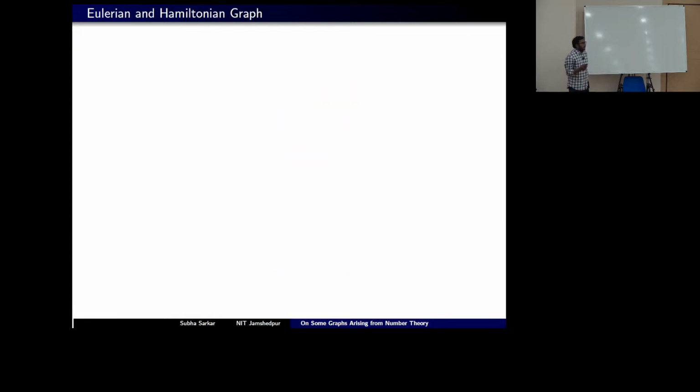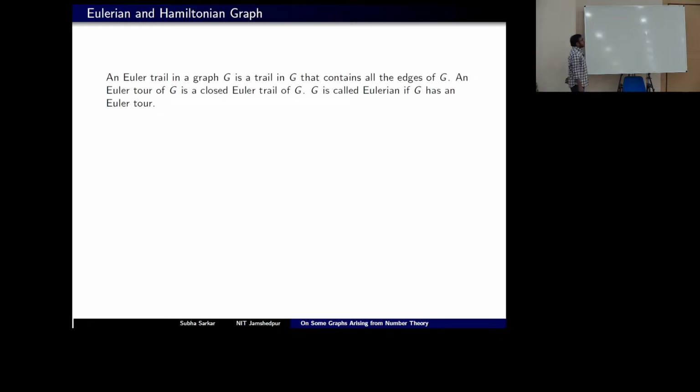Now I come back to the Konigsberg 7-bridge problem again. This is the definition of an Euler trail. An Euler trail in a graph G is a trail that contains all the edges. Now by the definition of a trail, all the edges are distinct. Therefore an Euler trail is nothing but a walk which contains all the edges exactly once. An Euler tour is a closed Euler trail. That is, the initial vertex and ending vertex are the same.